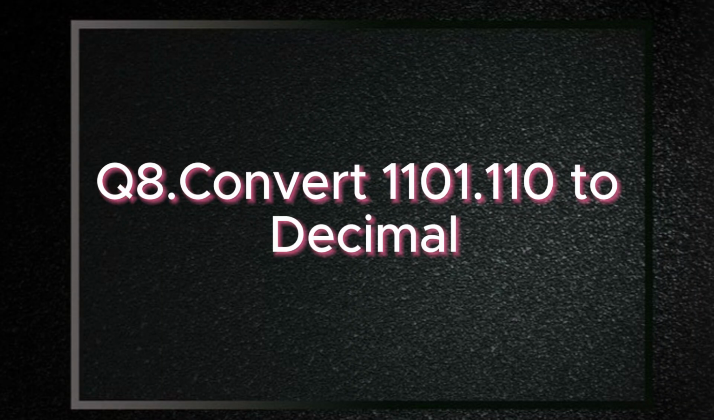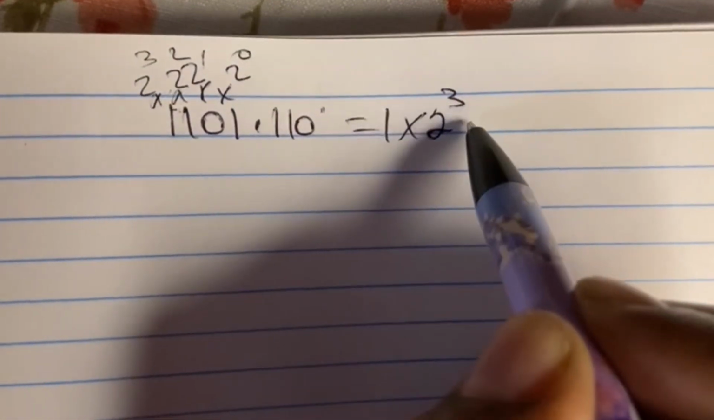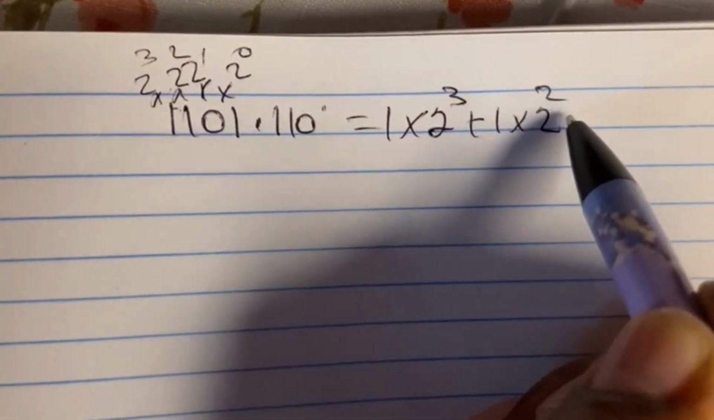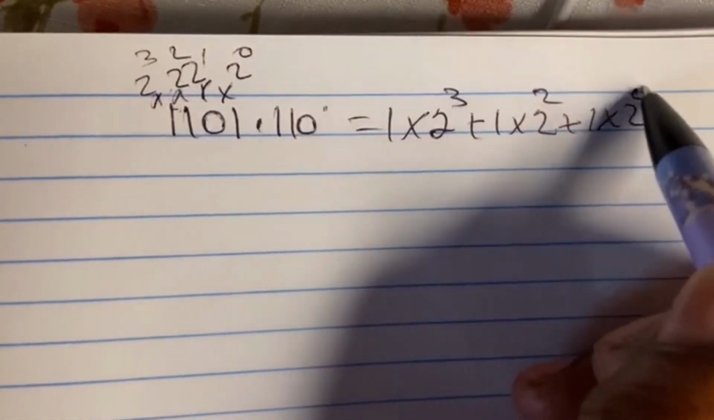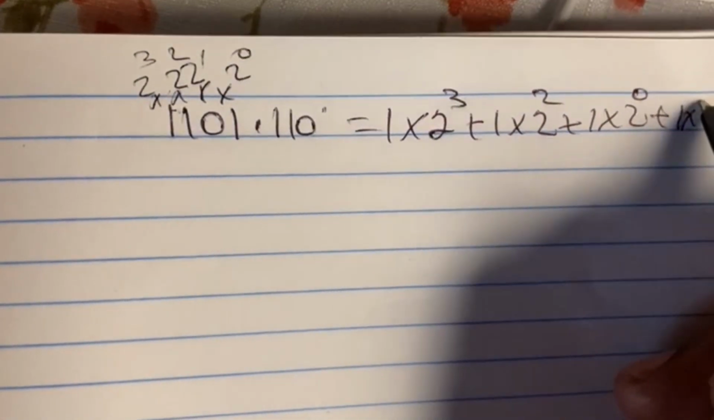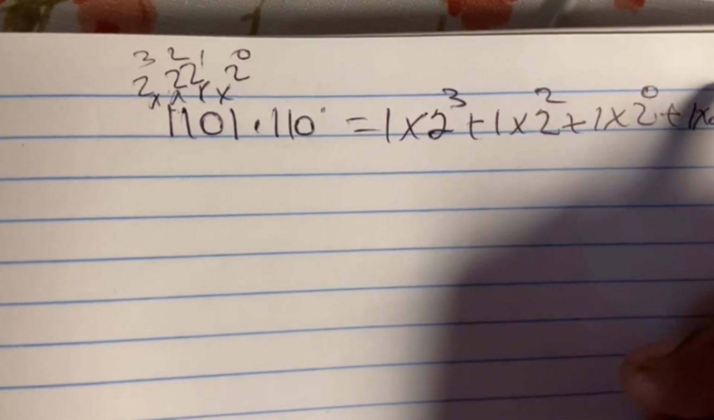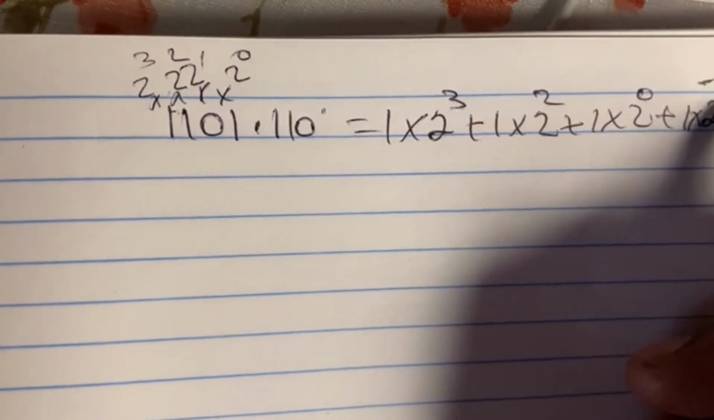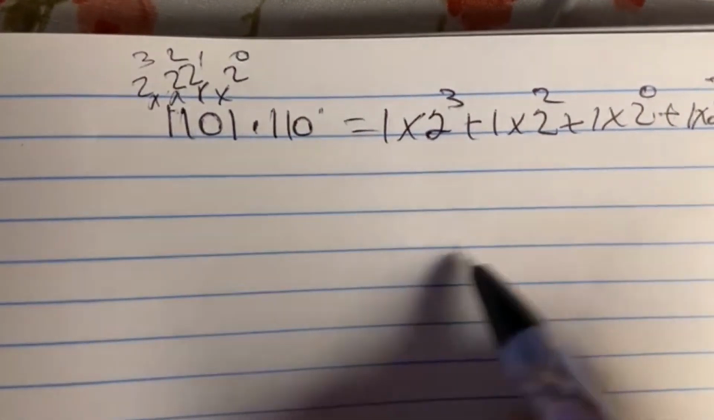Let's continue. The next example will be 1101.110. Okay, so this to the power of 0, to the power of 1, to the power of 2, to the power of 3. So this will be 1 times to the power of 3, plus 1 times to the power of 2, ignore 0, 1 times to the power of 0, plus 1 times to the power of -1, plus 1 times to the power of -2.